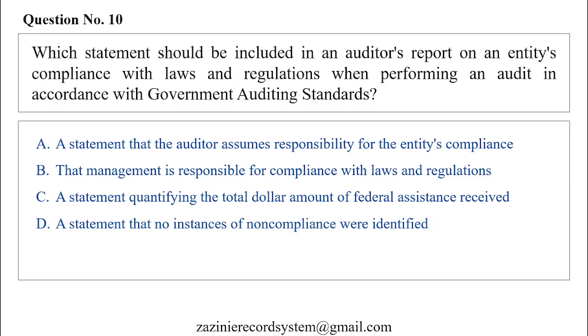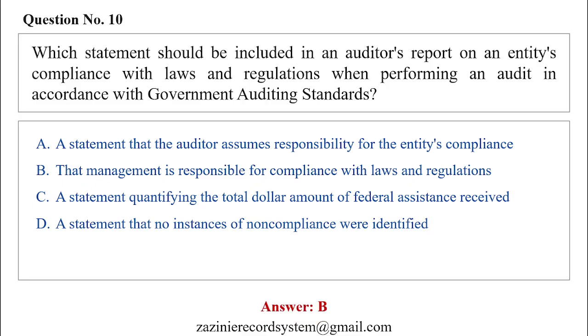Question number 10. Which statement should be included in an auditor's report on an entity's compliance with laws and regulations when performing an audit in accordance with government auditing standards? Letter A, a statement that the auditor assumes responsibility for the entity's compliance. Letter B, that management is responsible for compliance with laws and regulations. Letter C, a statement quantifying the total dollar amount of federal assistance received. Letter D, a statement that no instances of non-compliance were identified. Correct answer is letter B.